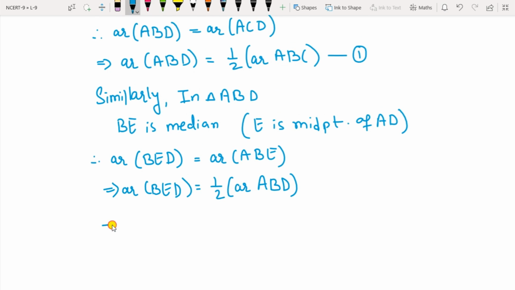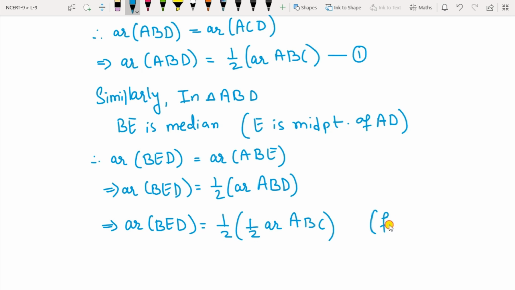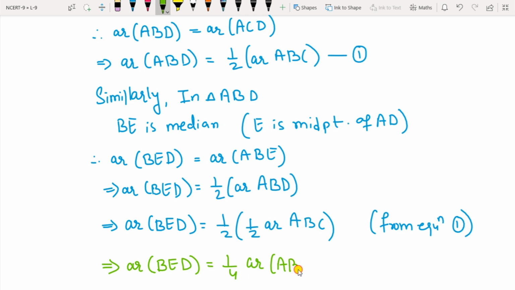But just now we have proved above that ABD is equal to 1/2 of ABC. So in place of ABD we will substitute this value from equation 1. Therefore BED is equal to half of area of ABC, that is from equation 1. And therefore the required solution is area of BED is equal to 1/4 of area of ABC. That is the solution for question number 2.